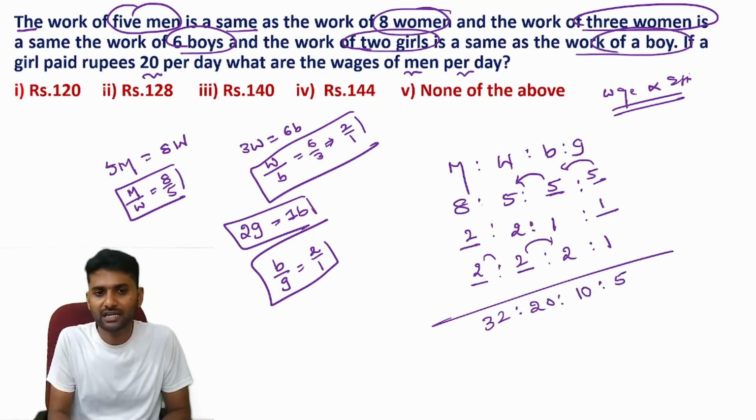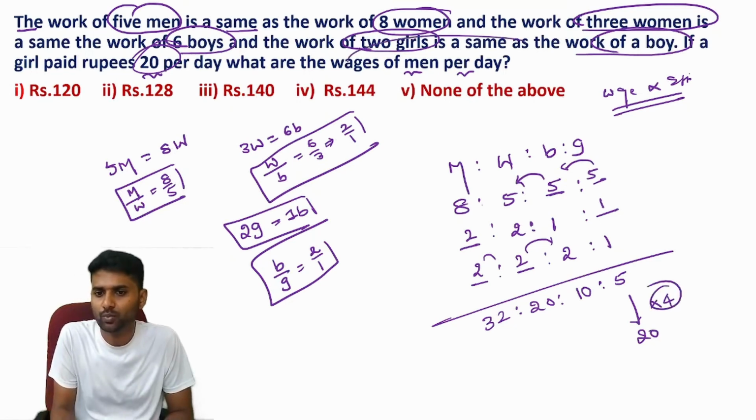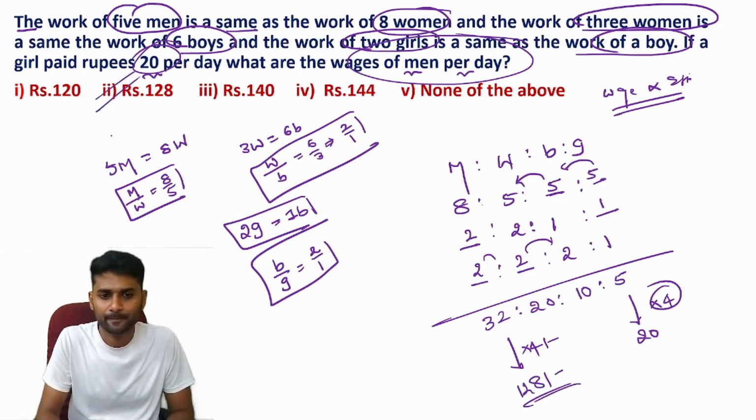Here the question: if a girl is paid 20 rupees per day, 5 units is equal to 20, so each unit is multiplied by 4. Now the question, what is the wages of men per day? Men we are going to pay 32 units, each unit is 4 rupees. Now we are going to pay 128 rupees.